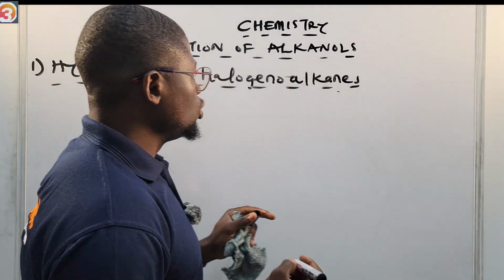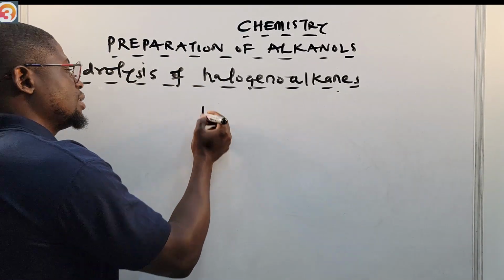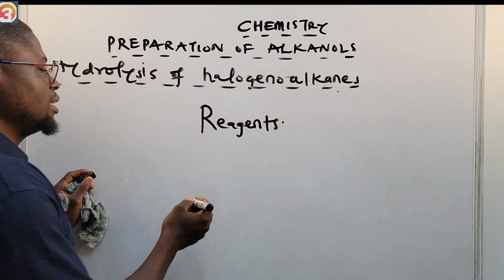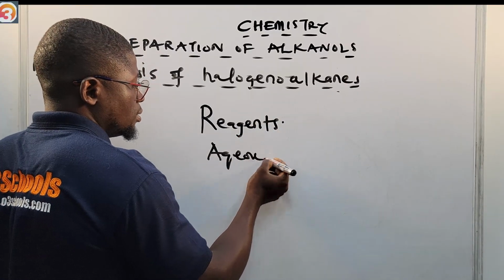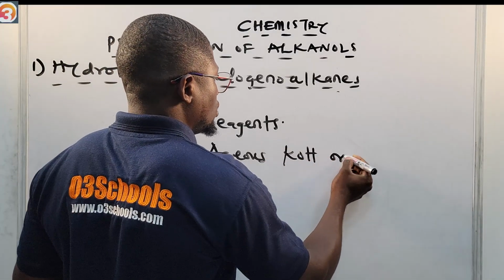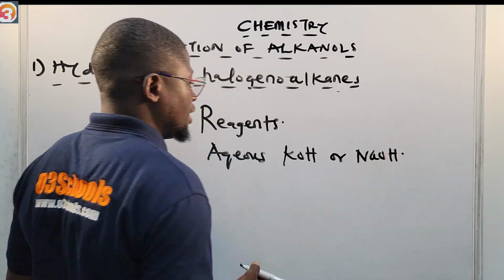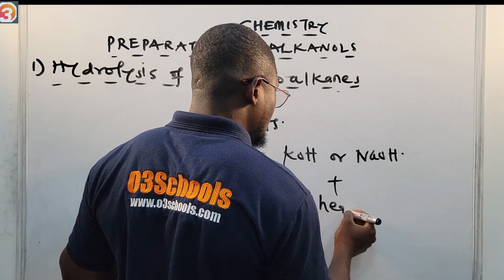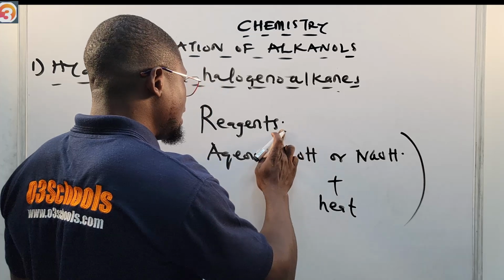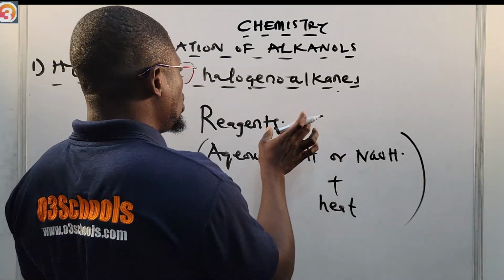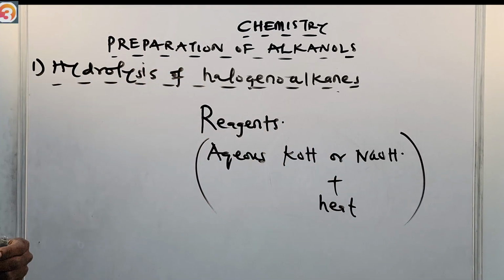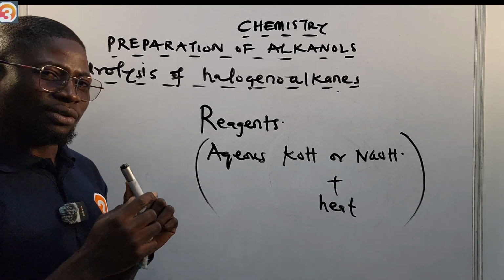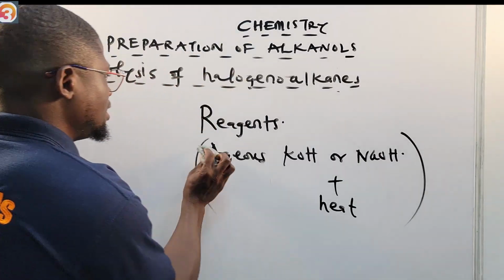The reagent that we use to carry out this reaction is aqueous KOH or NaOH, plus heat. When we use aqueous KOH or NaOH on a halogenalkane, what it gives to us is the corresponding alcohol, having the same number of carbon atoms as that of the halogenalkane. So let us see an example.